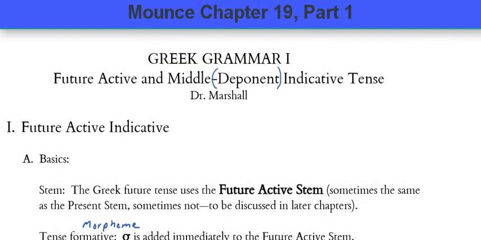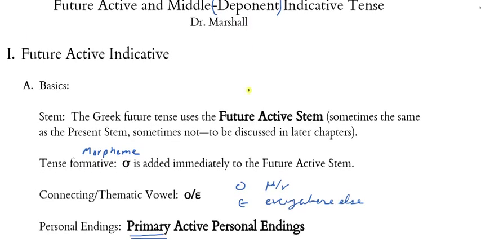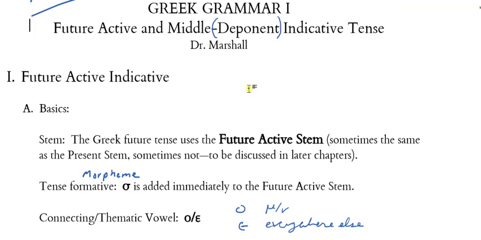Okay, so this is Mounce chapter 19 here. Mounce 19. And it has to do with the future active and middle indicative tenses. I put here deponent in parentheses. Mounce, we'll call some of these forms that he talks about deponent, and I'll refer to them as middle or middle only. All right? So let's start with how to form the future active indicative.